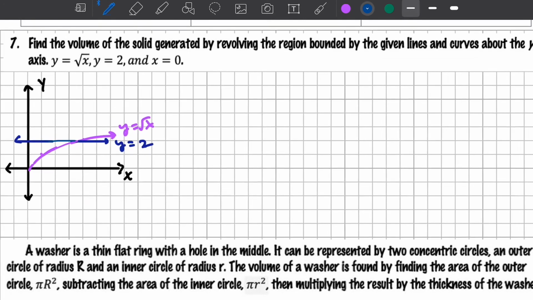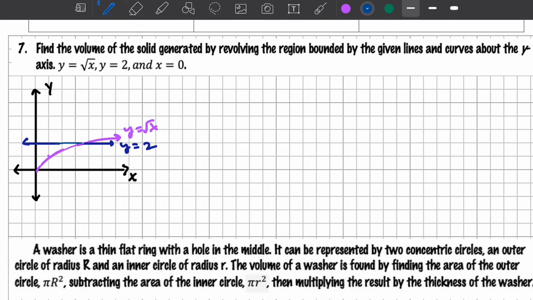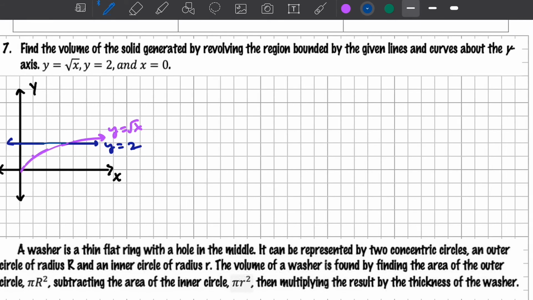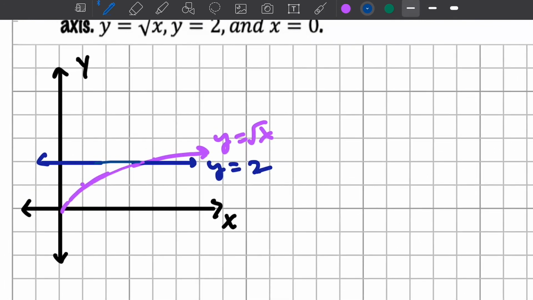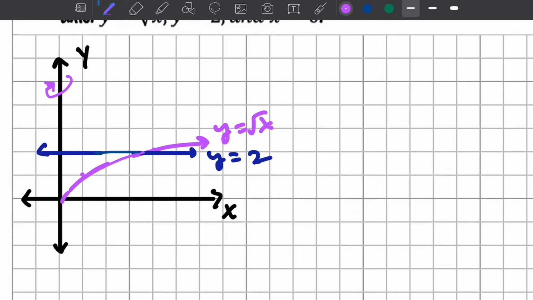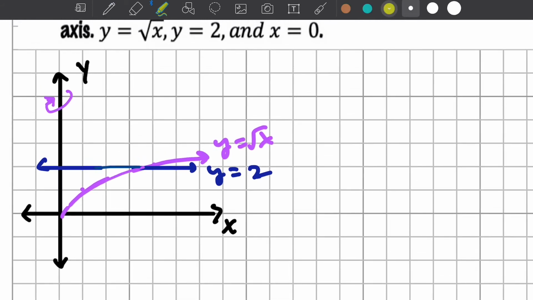Okay, last example for today. So we want to find the volume of the solid generated by revolving the region bounded by the given lines and the curves about the y-axis. y equals square root of x, y equals 2, and x equals 0. So let's look at the region. Let's label it. We want to revolve about the y-axis.